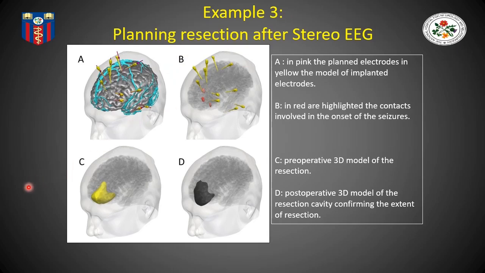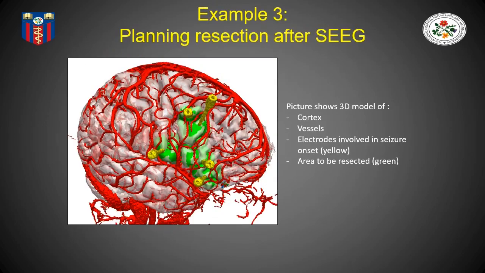Here is a volume that we created preoperatively of our resection that we wanted to achieve, and here is a post-op reconstruction of the resection that we achieved in this patient. Again, in this case, what I'm going to show you is we have highlighted only the electrodes where the seizures were starting. You can see the vascular anatomy beautifully represented, and this is the volume that we wanted to remove.